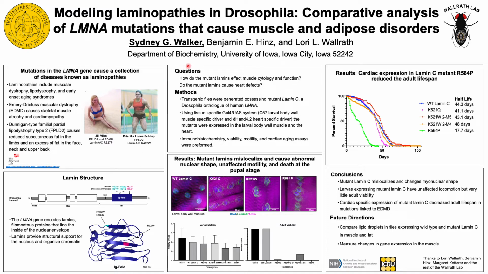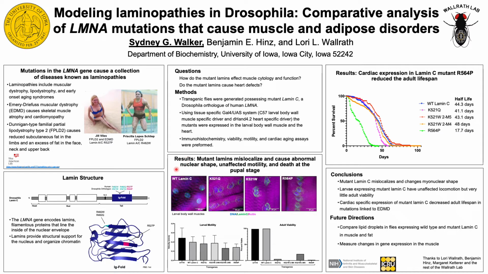We wanted to ask, how do the mutant lamins affect muscle cytology and function, and do the mutant lamins cause heart defects? To do this, transgenic flies were generated possessing the mutant Lamin C, which, again, is an ortholog to the human LMNA, and using a tissue-specific GAL4 UAS system, the mutants were expressed in the larval body wall muscle as well as the heart. Immunohistochemistry, viability, motility, and cardiac aging assays were performed, and here are the results.